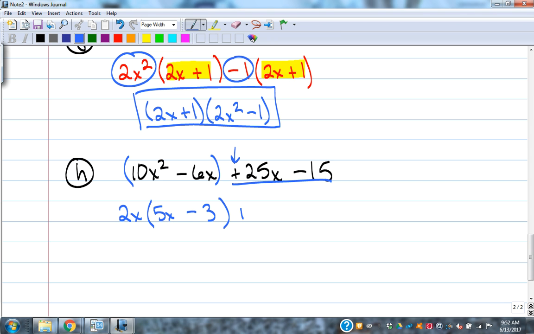The second pair, 25x and 15. Remember that the plus sign there says it's going to be a plus sign there. What do 25 and 15 have in common? 5. What's that leave in parentheses? What do you know? The matching parentheses. Yeehaw, we did it right. 5x minus 3 and 2x plus 5.